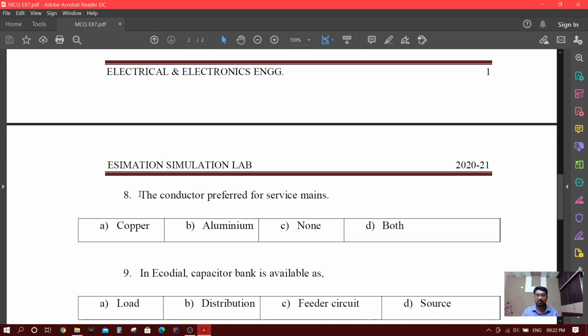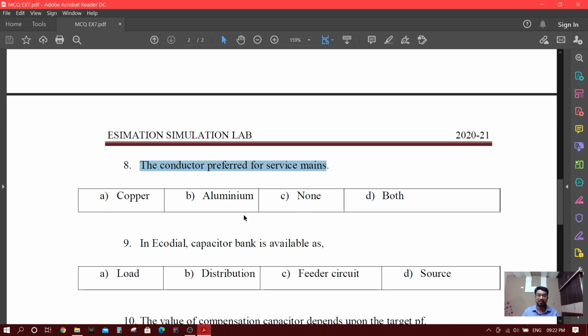Now let us move on to question number 8. The conductor preferred for service main. Options: copper, aluminum, none, both.